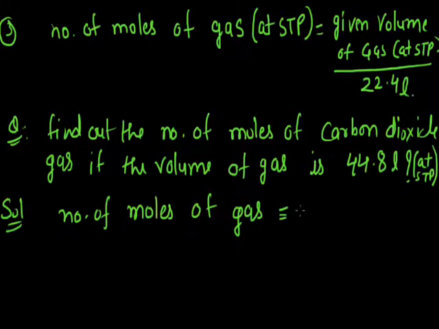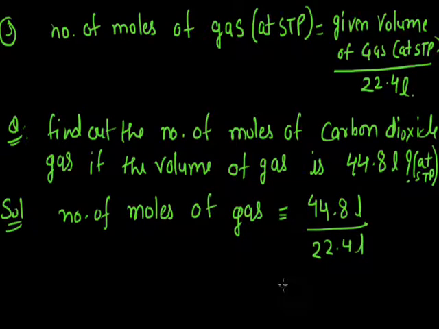So number of moles of gas is equal to given volume of gas at STP, and the given volume is 44.8 liter upon 22.4 liter, and this will be cancelled out by 2.22.4 and we will get 2. So we can say that 44.8 liter of carbon dioxide contains 2 moles of carbon dioxide molecules.